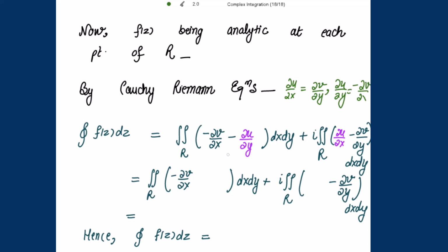Now in the first integral, I'm going to apply the Cauchy-Riemann equation on the second term, that is negative ∂u/∂y. Now ∂u/∂y is negative ∂v/∂x, so this becomes positive ∂v/∂x. In the second integral, I'm going to apply the Cauchy-Riemann equation over here. So ∂u/∂x is ∂v/∂y. And now these two cancel out. So the first integral is 0 plus 0, that is equal to 0. Hence the closed integral over C of f(z) dz is equal to 0. Thank you.